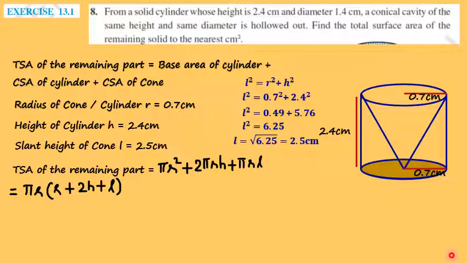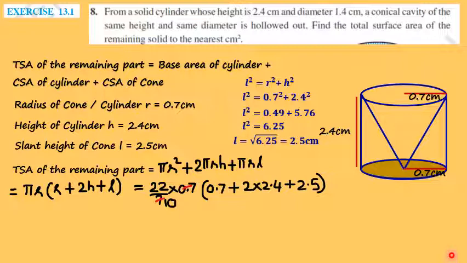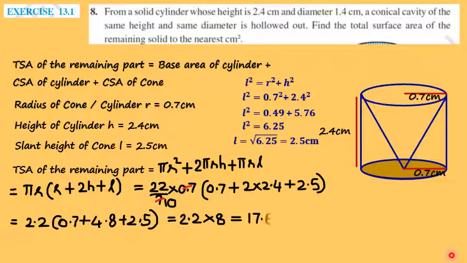So pi r is common, so pi r into (r plus 2h plus l). So substitute the values and simplify. So it will be 22 by 10, so we can take it as 2.2, and on adding the decimals we will get 2.2 into 8, which is equal to 17.6 centimeter square. That is the surface area of the remaining part of the cylinder. Okay, next question. I think that is the last question of this exercise.